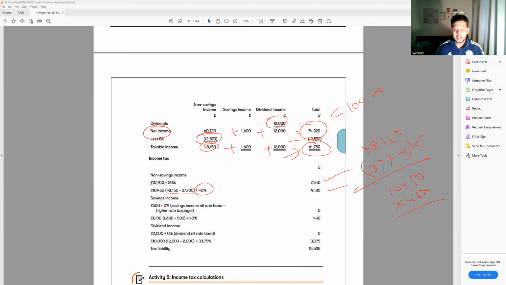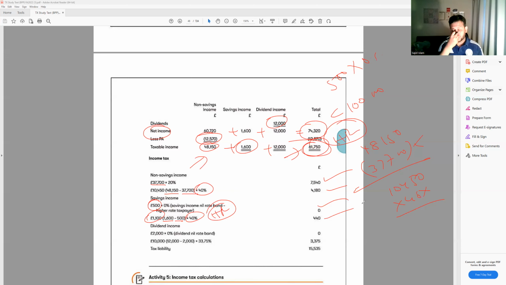With the savings, 61,750 represents that I'm a higher rate taxpayer. This is between 37,700 and 150,000. So I'm a higher rate taxpayer, which means I get 500 as the zero rated allowance. So I put savings 500 zero rated, and my savings income is 1,600 in total. So 500 will be zero. On the other 1,100, because 1,600 minus 500, I have to pay 40%. Why? Because I'm a higher rate taxpayer, and all my basic band is covered by the non-saving income. So that gives me 440.